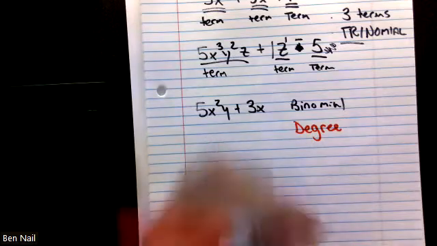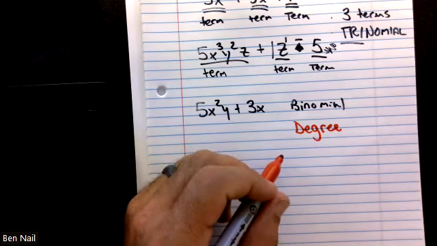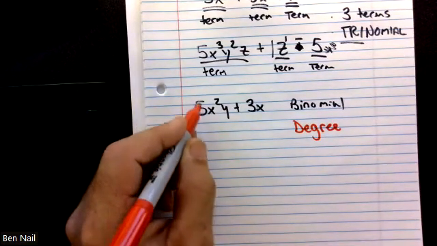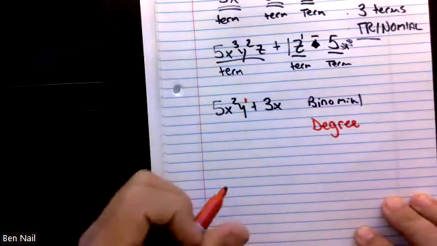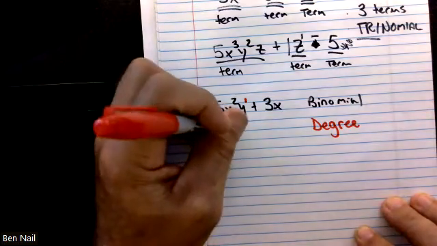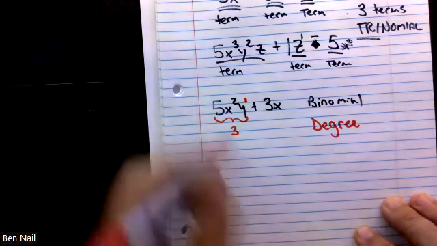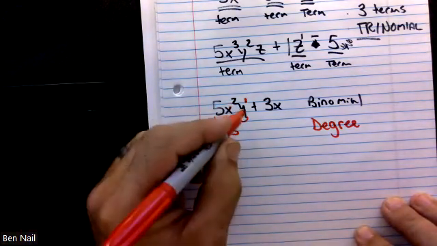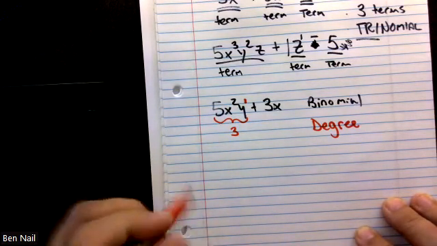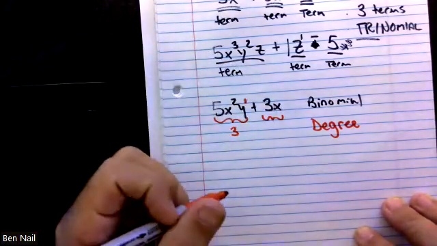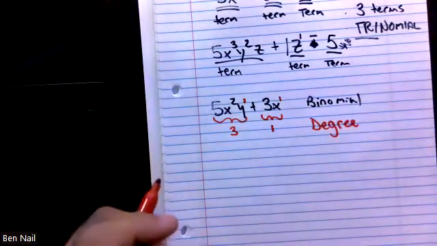The degree of a term is the sum of the exponents of the variables. So coefficients and exponents on numbers don't really matter. It's just the exponents of the variables. And remember, if you don't see an exponent, it's a 1. So this term would have a degree of 3 because you've got an x to the second power and a y to the first power. The sum of those, 2 plus 1, is 3. This term, when you can't see the exponent, it's a 1. So this would have a degree of 1.